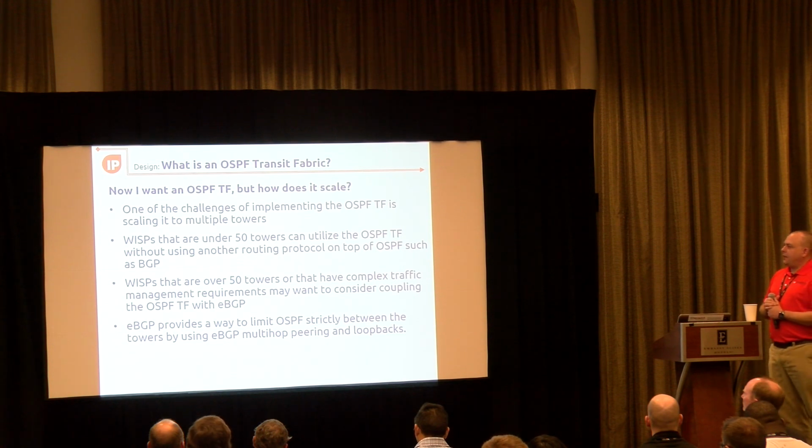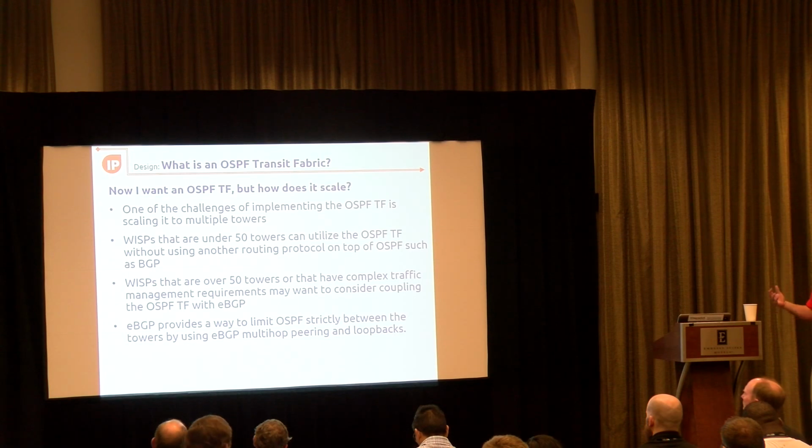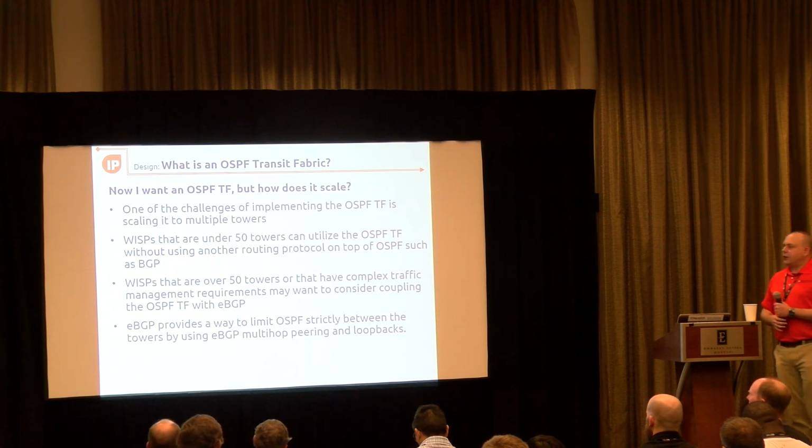And so I think WISPs that are under 50 towers could probably use this as is without needing to layer eBGP on top, unless you wanted eBGP for the traffic engineering piece. Now I'm speaking strictly of how large you can get with OSPF without slowing your convergence down. So if you're under 50 towers, you could probably put this in without layering eBGP on top of it. If you're over 50 towers or you have really complex traffic management requirements, I would probably go ahead and couple it with eBGP to get the best of both worlds.